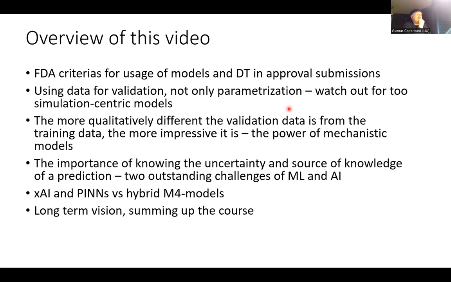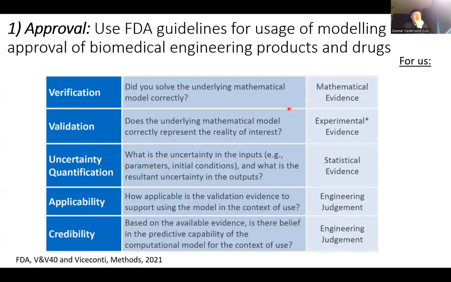Okay, let's jump in. So we have these FDA, Food and Drug Administration guidelines for usage of modeling in approval of biomedical engineering products and drugs. So it's a 5-step process where you first want to verify that you solve the underlying mathematical model correctly.